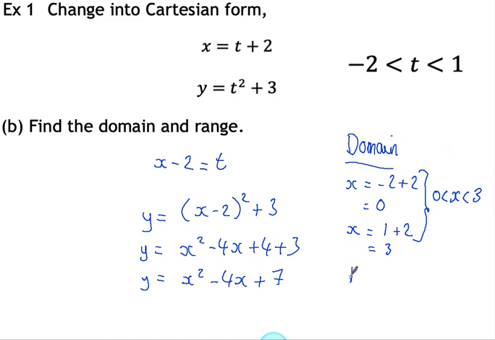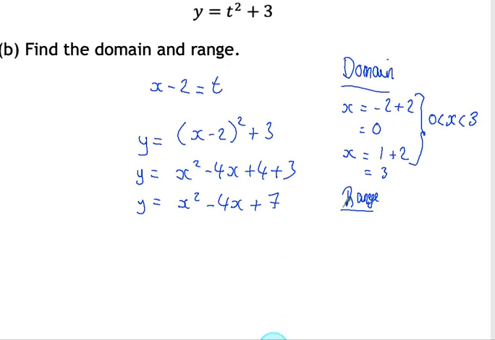What about the range? A little bit trickier this because it's a quadratic. We're told that t is between -2 and 1. So let's just do a little sketch of what this looks like. It's sort of like that, isn't it? A little quadratic like that. The turning point is there. It goes through the axes there at 3.